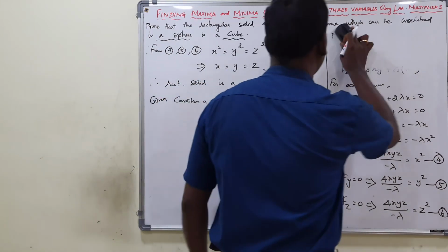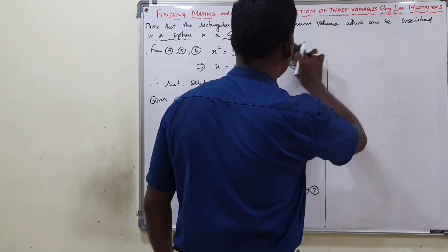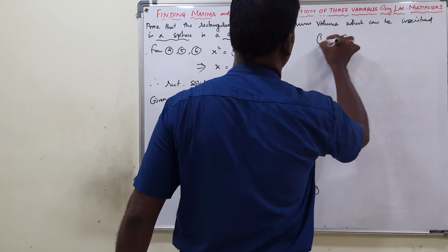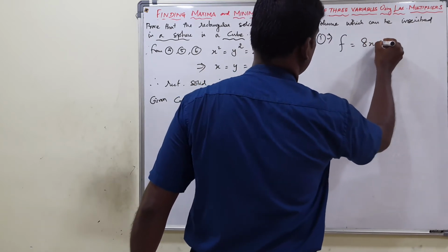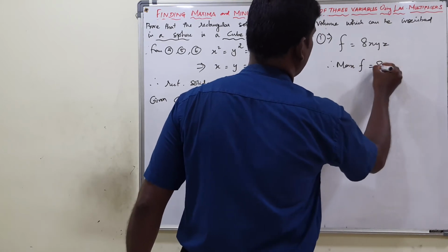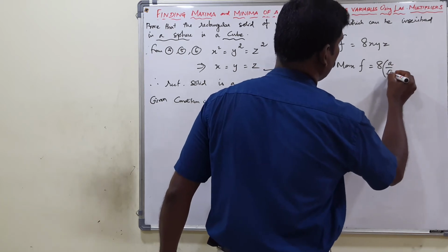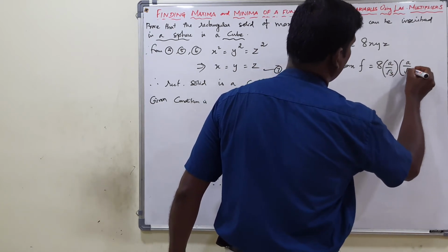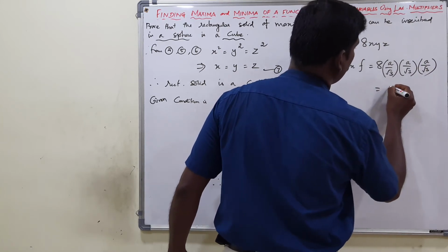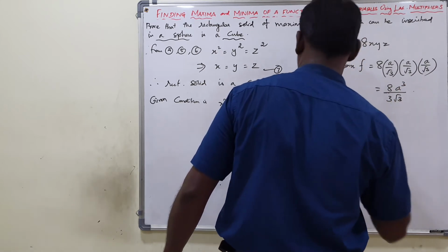Right? So how to find the volume? So volume function f is equal to what? 8xyz, isn't it? So volume function f is equal to 8xyz, isn't it? Therefore, maximum volume is obtained when x equal to a by root 3, y equal to a by root 3, z equal to a by root 3. That is equal to 8a cube by 3 root 3. That's all.